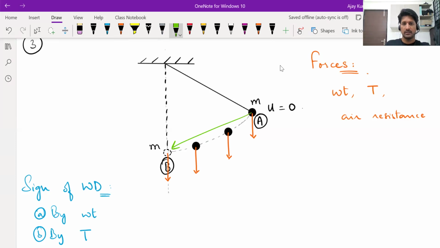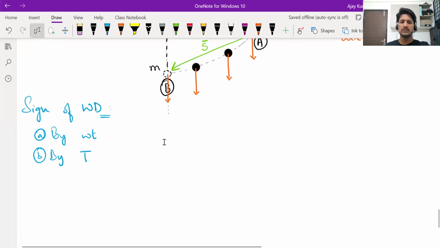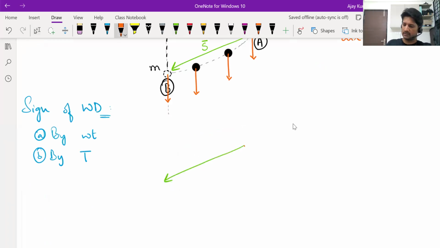You can use that also because the force weight is constant. You can make use of the overall displacement. Okay, let us do that. Why get confused? So this is the displacement vector. This is the weight vector.